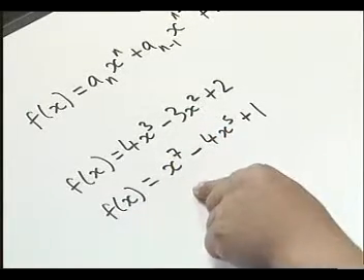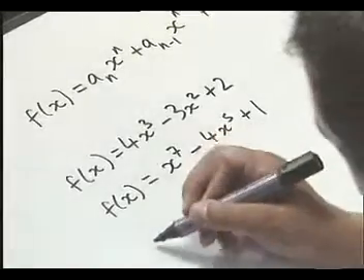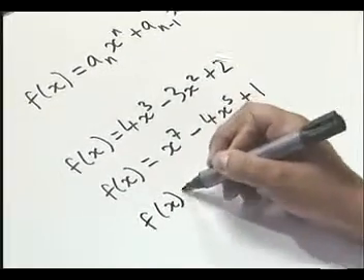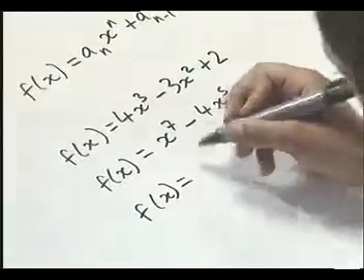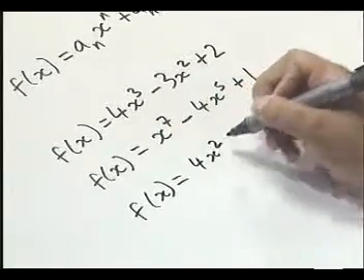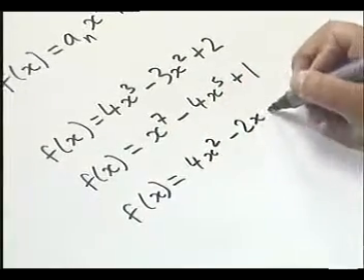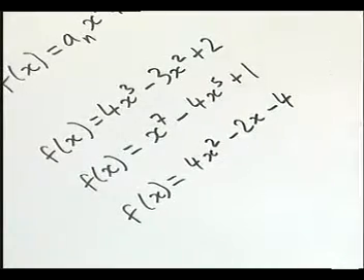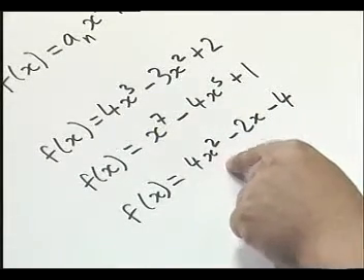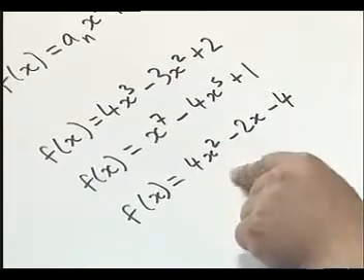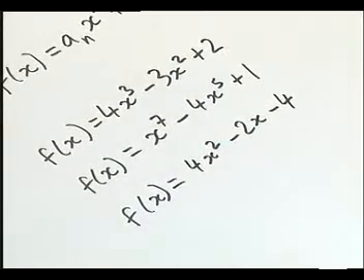The important thing is that the highest power of x is a 7, and that's why it's a polynomial of degree 7. And the final example, f(x) equals 4x squared minus 2x minus 4. It's a polynomial of degree 2 because the highest power of x is a 2. And it's often called a quadratic.